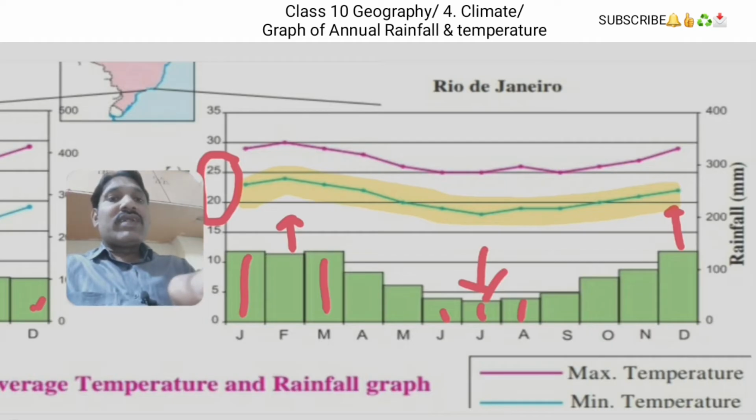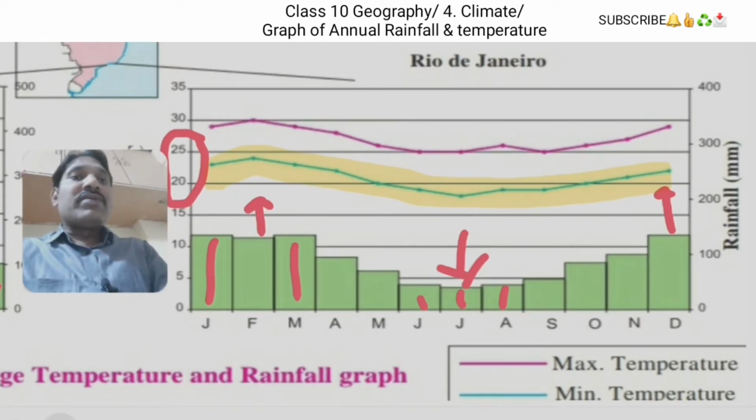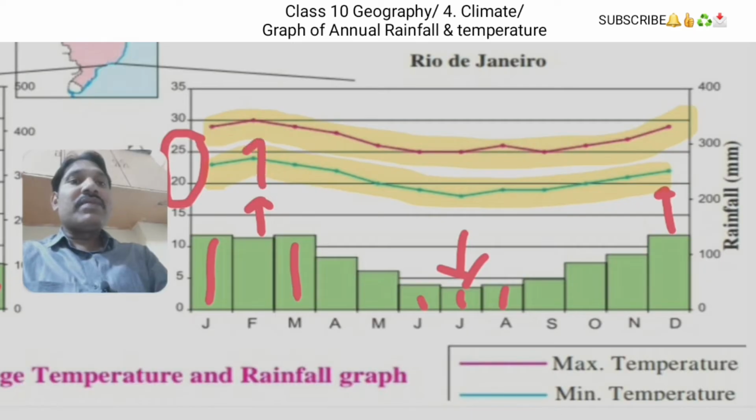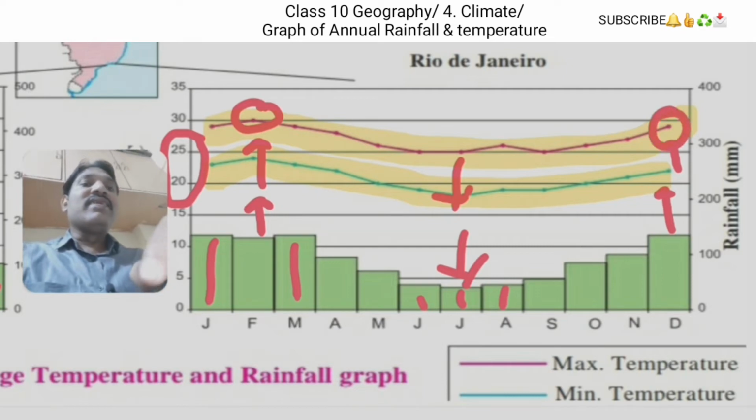Now let's try to understand the highest temperature of the city, that is Rio de Janeiro. Now see, the highest temperature here again we see in the same month, that is February. It reaches 30 degrees centigrade. Again it falls down in the month of June, July, again it rises in the month of December. That is approximately 30 degrees centigrade. Okay, students, have you understood here?